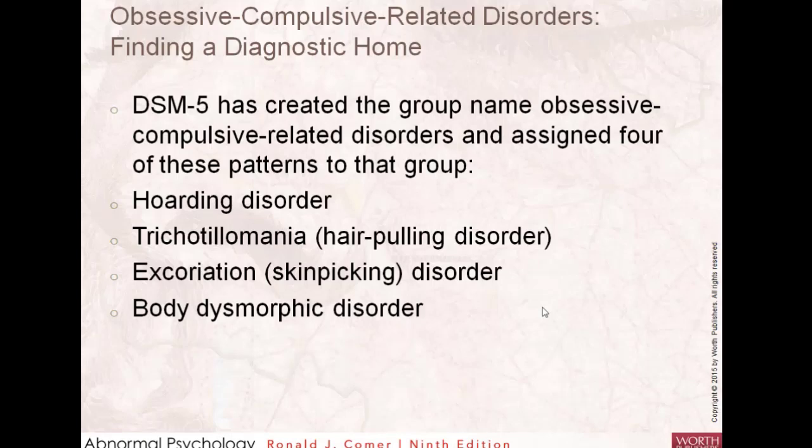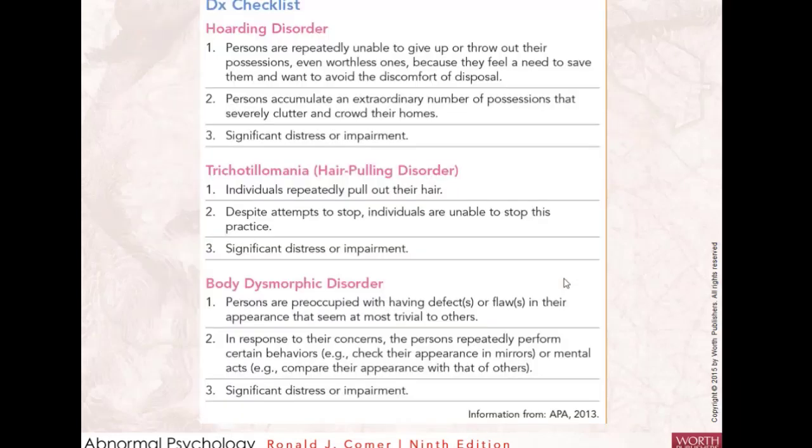So we have this different category now, including hoarding disorder. You've probably seen TV shows with people who hoard things. Trichotillomania is hair pulling disorder. Excoriation is skin picking. So oftentimes this hair pulling, skin picking thing happens during extreme stress. So it's kind of one of those things that people do to try to relieve anxiety and stress. And then body dysmorphic disorder you've probably heard of as well.